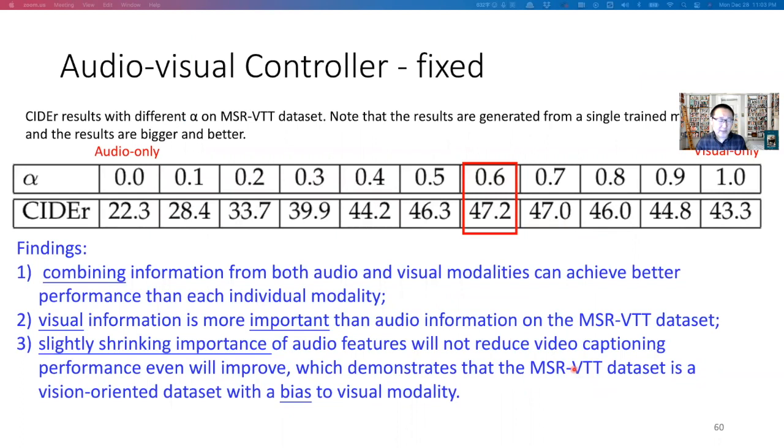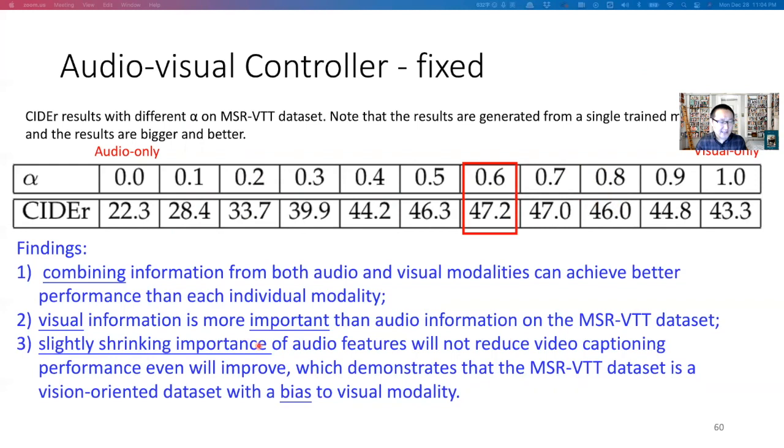To investigate alpha, we compare results of different alpha on the MSR-VTT dataset. From the results, we can find that combining information from both audio and visual modalities shows better results than an individual modality. Visual information is more important than audio information on the MSR-VTT dataset.